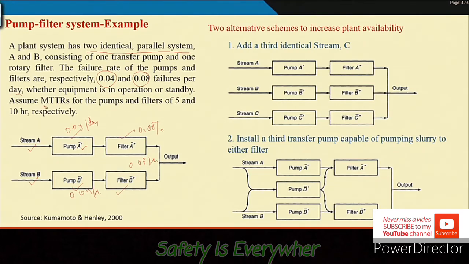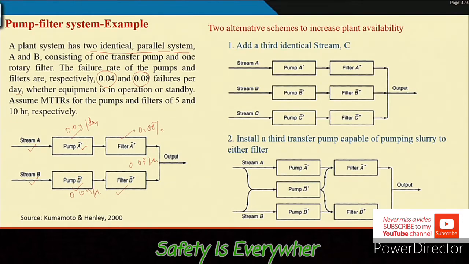And you see that another issue is that if the pumps or the filters fail, then they can be repaired, and the repair time is also given. This is the mean time to repair for pumps and filters, 5 and 10 hours respectively. So MTTR for pumps is 5 hours and MTTR for filter is 10 hours. Okay, so this is a combined system where both failure and repair processes are involved.